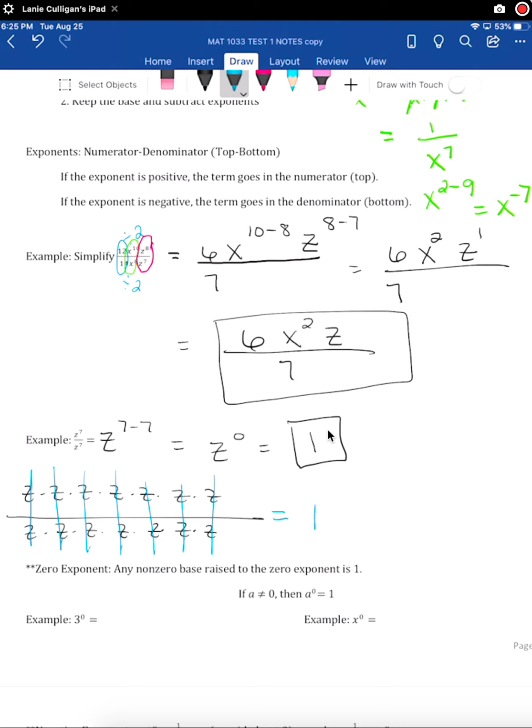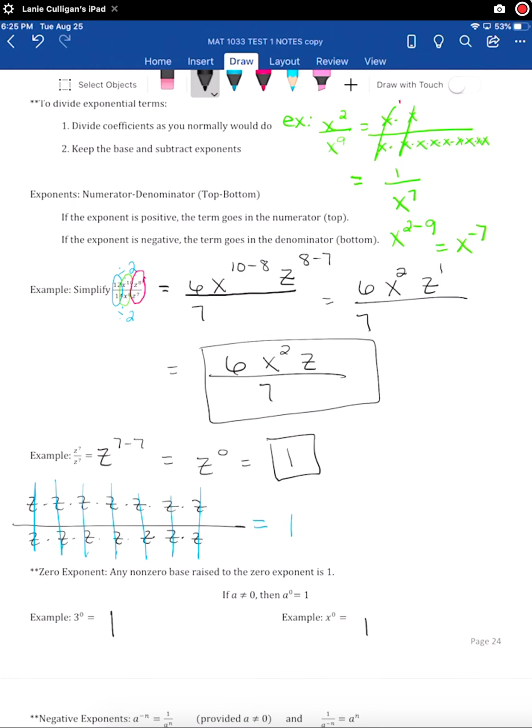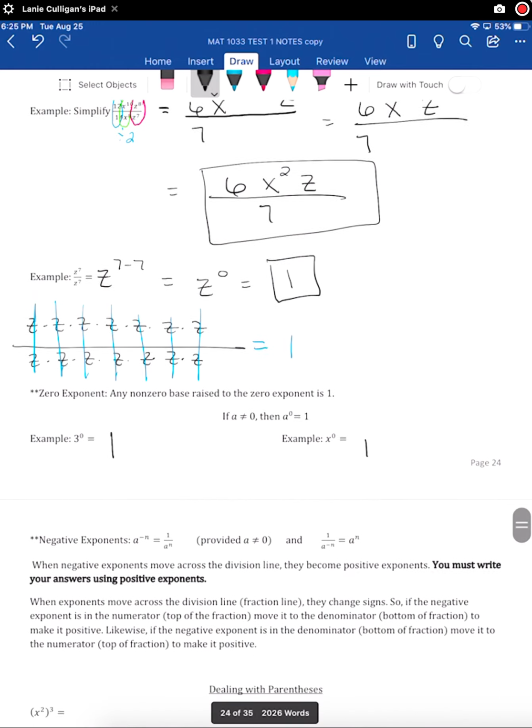That is what's called our zero exponent property. Any non-zero base raised to the 0 power is 1. So anything to the 0 power is going to be 1. So for example, 3 to the 0 power, 1. X to the 0 power, 1. Those are my favorite. So that's the zero exponent property.